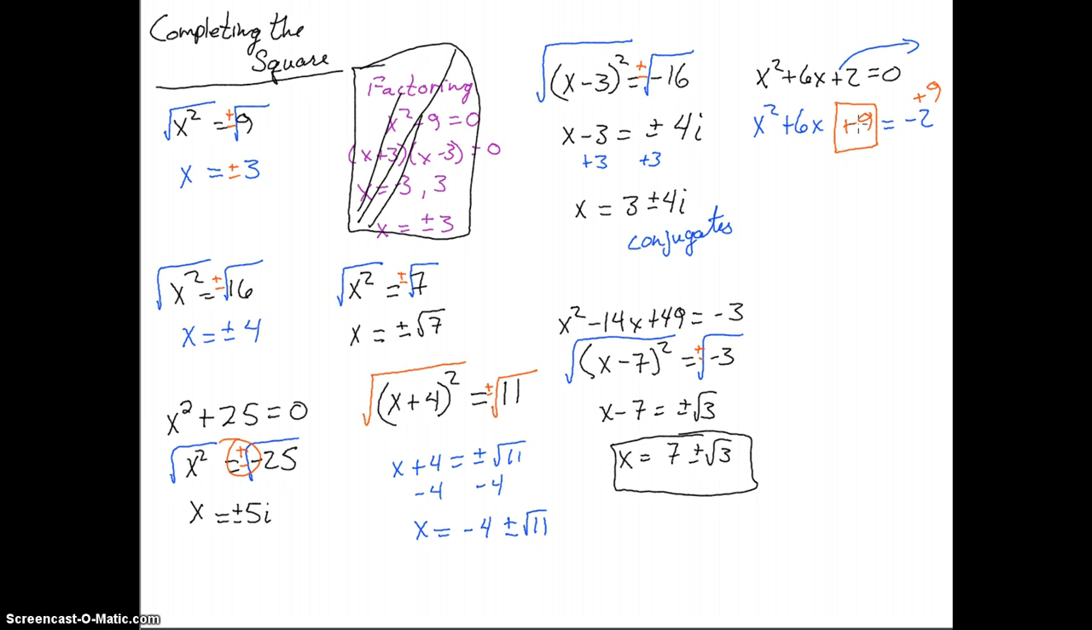Because we're in an equation, you need to add 9 to both sides, and we have now, ta-da, created a perfect square. This can be written as x plus 3 altogether squared, and over here it equals 7. So that's nice, square root, plus or minus, x plus 3 equals plus or minus square root of 7, and x equals, so subtract 3, negative 3 plus or minus the square root of 7. And there we have it.